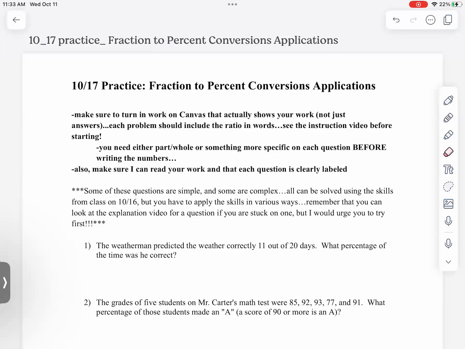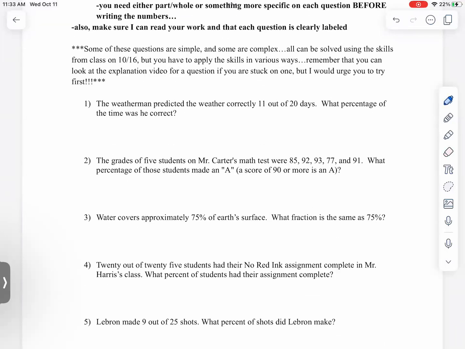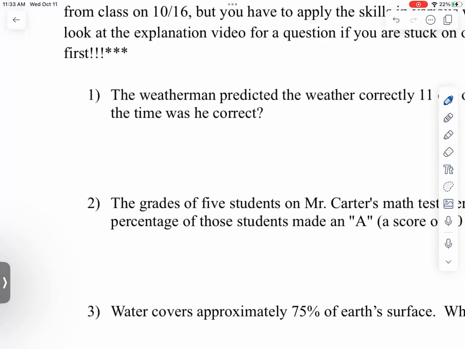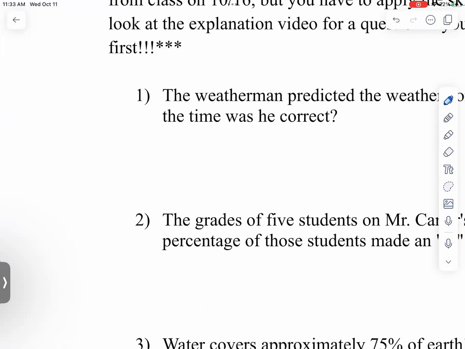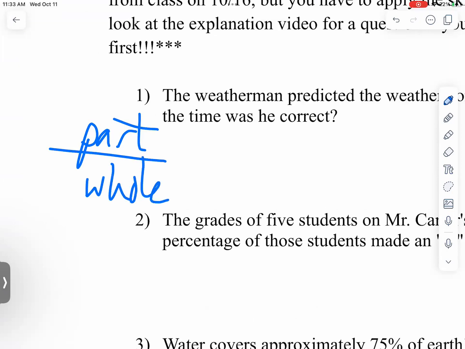All right, so number one says the weatherman predicted the weather correctly 11 out of 20 days. What percentage of the time was he correct? Okay, so you could either write correct over total or part over whole. I want to see one version of the wording. So we'll put part over whole here. He was correct 11 out of 20 days.